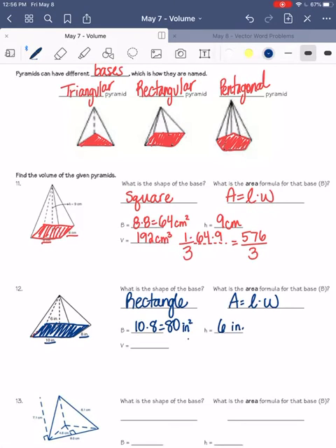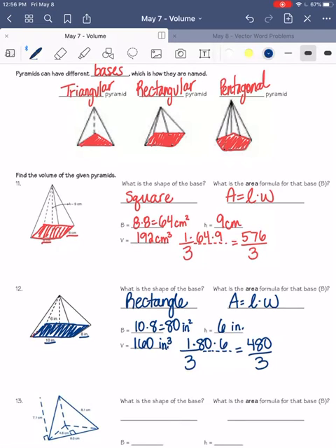Okay, and so now we can do our formula. 1/3 big B, and then times 6. Okay, so we're going to do 80 times 6. I'm not really doing times 1 because we know that. And then we're going to divide by 3. And that equals 160. It comes out as a nice whole number. Inches cubed. Okay, so we have a rectangular pyramid. We find the area of the rectangle first, which was 80. And then we're going to times it by the height.